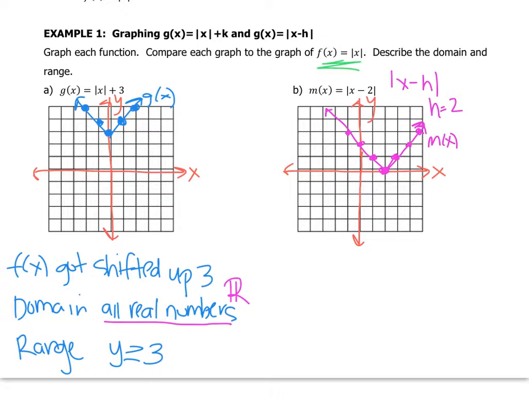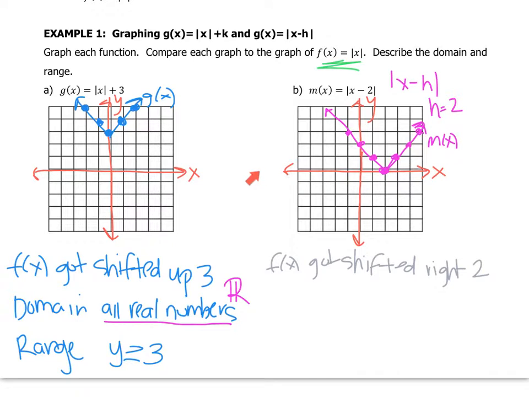So we already know the shift. F of x got shifted 2 to the right. But now let's look at the domain and range. So the domain is all the x values. So if you went super far out this way, would there be a spot on the v? And yes, there would, right? Because it would extend up that way.